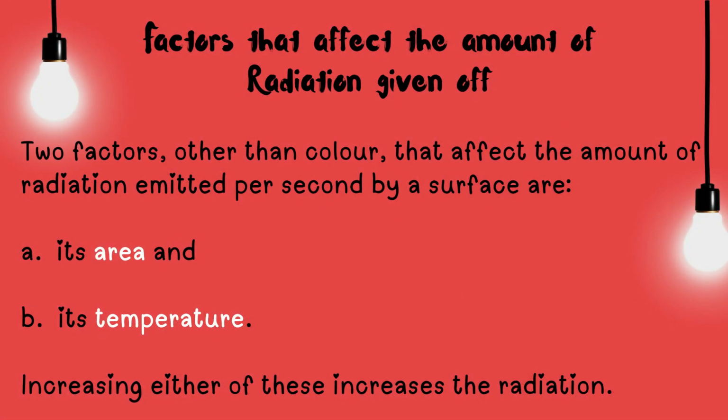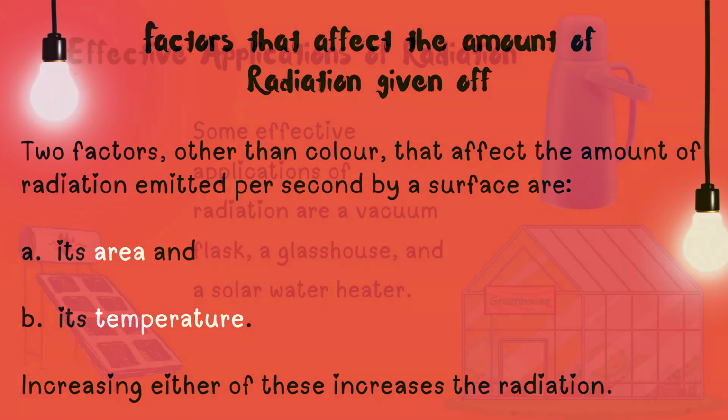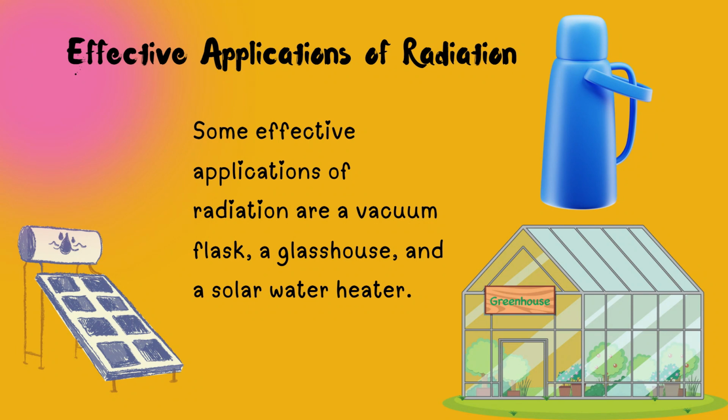Two factors other than color that affect the amount of radiation emitted per second by a surface are A, its area, and B, its temperature. Increasing either of these increases the radiation. Effective applications of radiation. Some effective applications of radiation are a vacuum flask, a glass house, and a solar water heater.